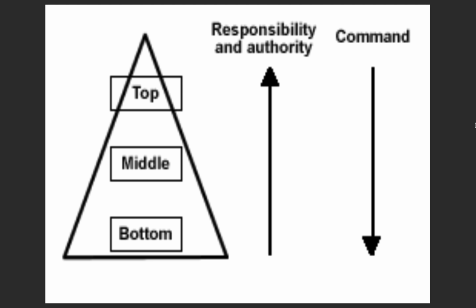As you can see, this arrow pointing upwards, quoting responsibility and authority, represents the top of the pyramid. And these are the people who have responsibility and authority over the middle and the bottom. And at the bottom, these are the people that take command from the top and middle class. Hierarchical organizations, we'll see more examples of them later on in this video.